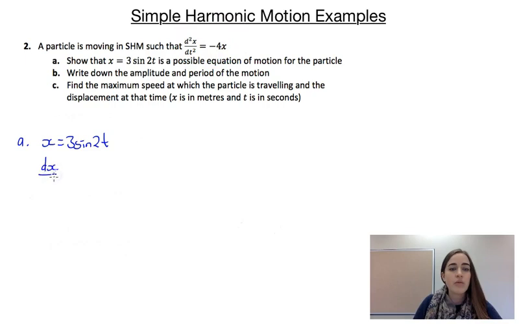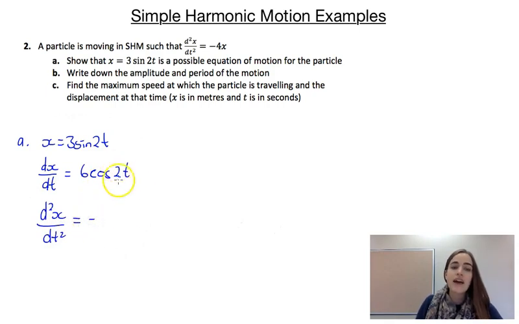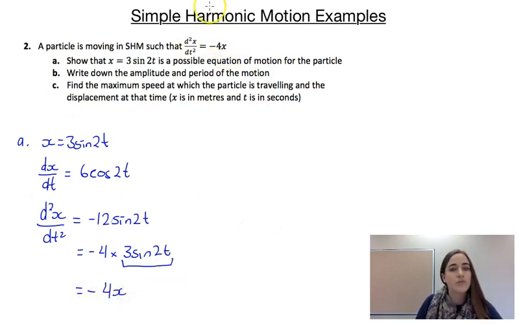So first, if I differentiate once to find dx/dt, we know that sine differentiates to cos, and we have to multiply by that 2. So that would give us 6 cos 2t. Now if we differentiate a second time, cos differentiates to minus sine, and we have to multiply it by that 2 out the front. So we'd have -12 sine 2t. Now we can split that 12 up. We could have -4 times 3 sine 2t. And this whole chunk here is what we started with. That is x, our displacement. So that will give us -4x, which is what we were aiming for.